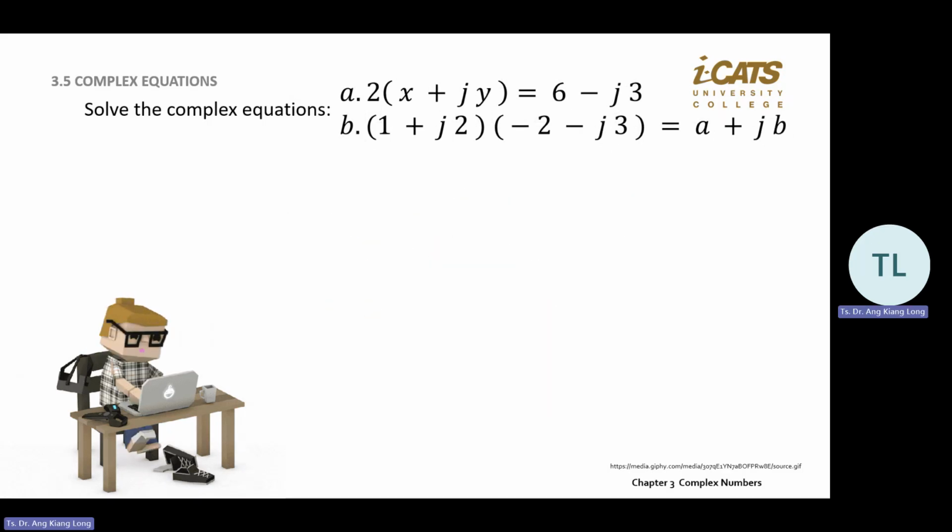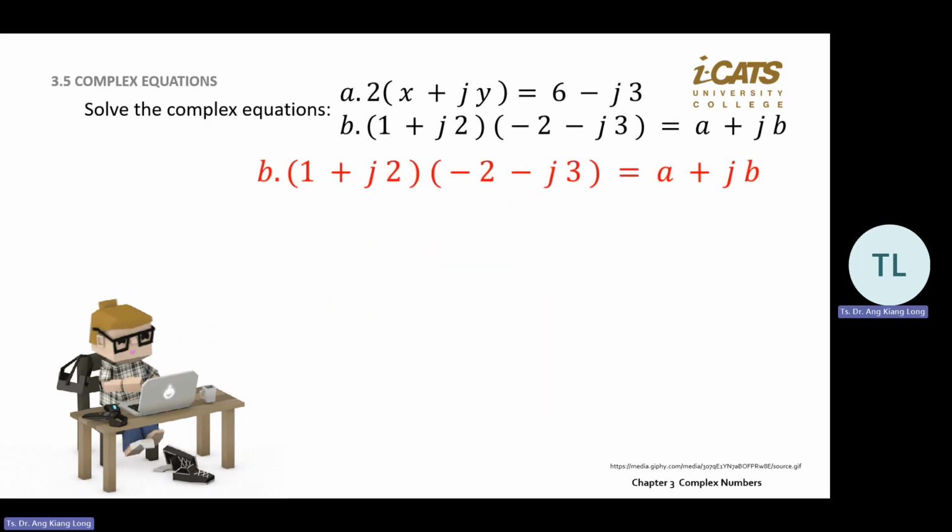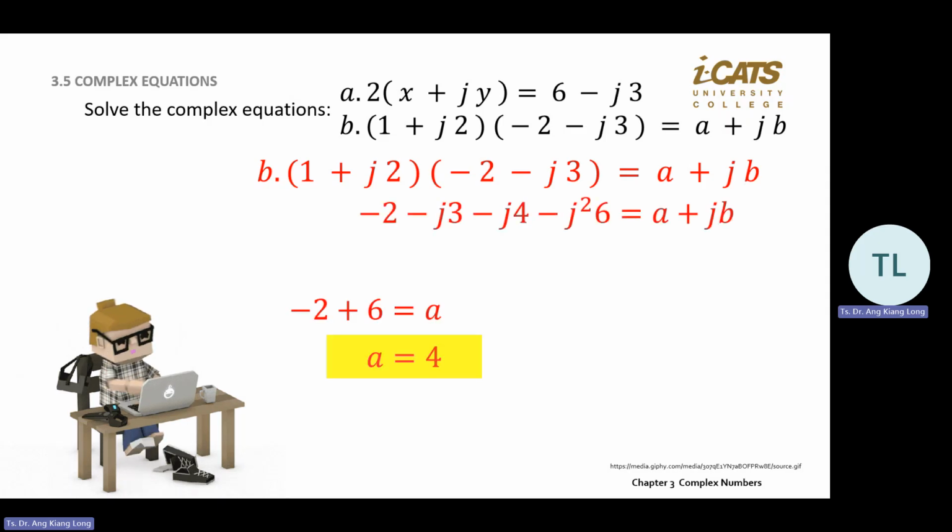Okay, you see the B example. You have two complex numbers, and then you compare left and right to find the A and B. Complex number, you work in two dimensions. One, you solve the real dimension, and then you solve the imaginary dimension. Don't confuse the two dimensions. Okay, you expand, then you compare.